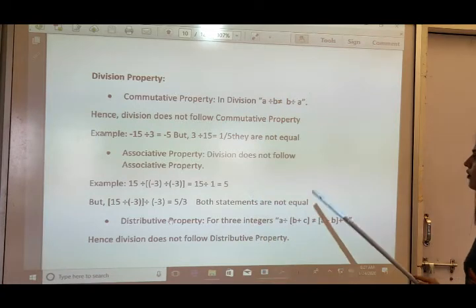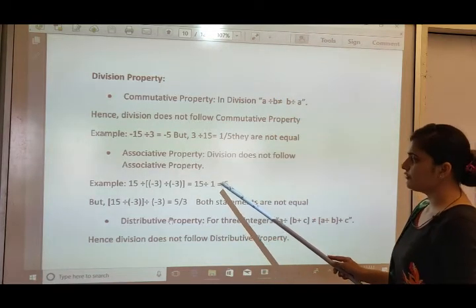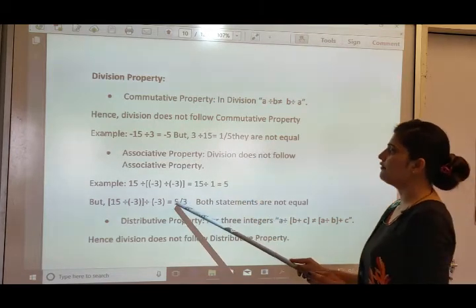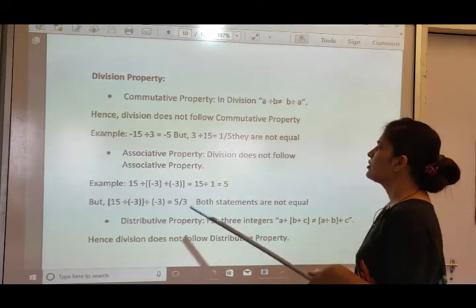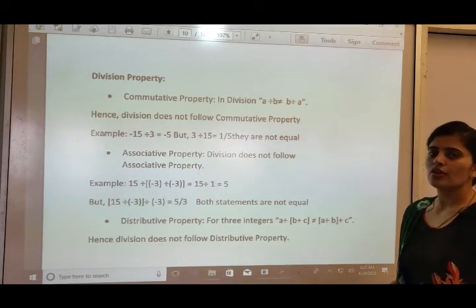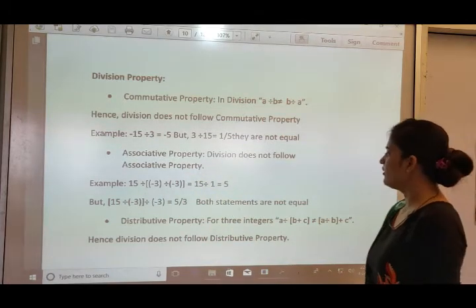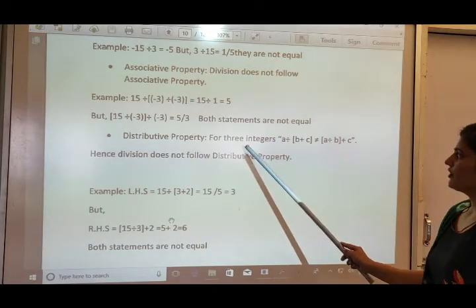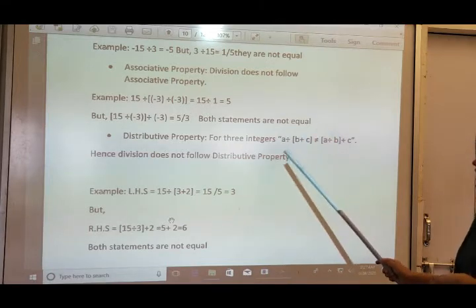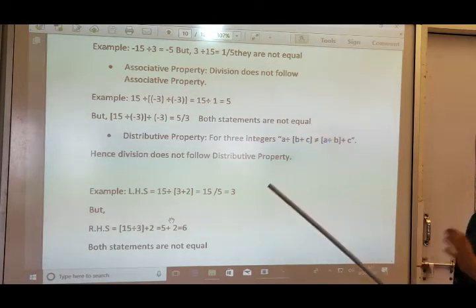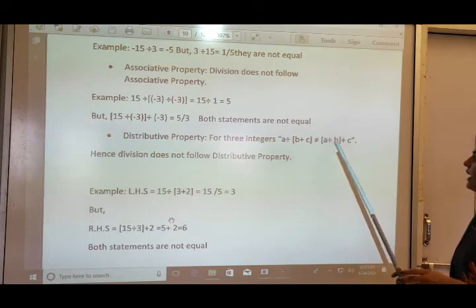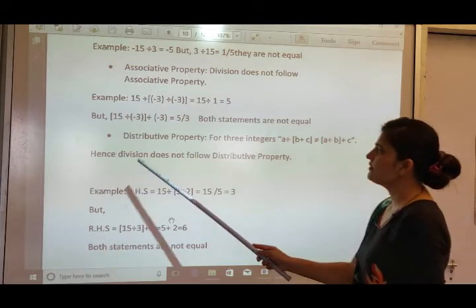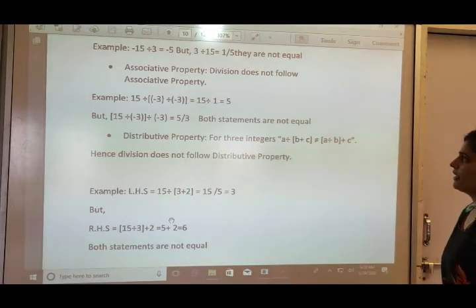So both statements are not equal. Here you can see, here we are getting 15, here 5 is written, there is a mistake. It will be over here 15, and here 5 by 3. Both are different. So the associative property is also not followed by division. Now let's see the distributive property. For three integers a, b and c, a divided by b plus c in bracket is not equal to a divided by b in bracket plus c. Hence division does not follow the distributive property.